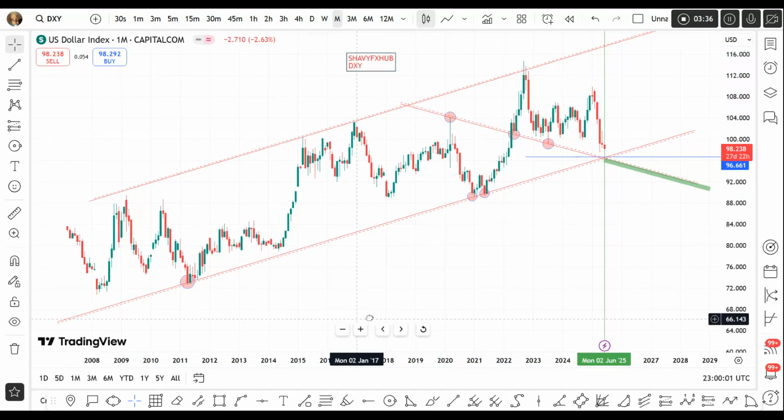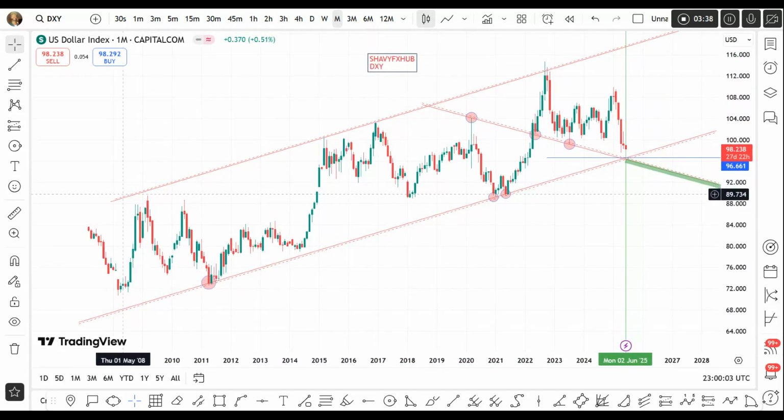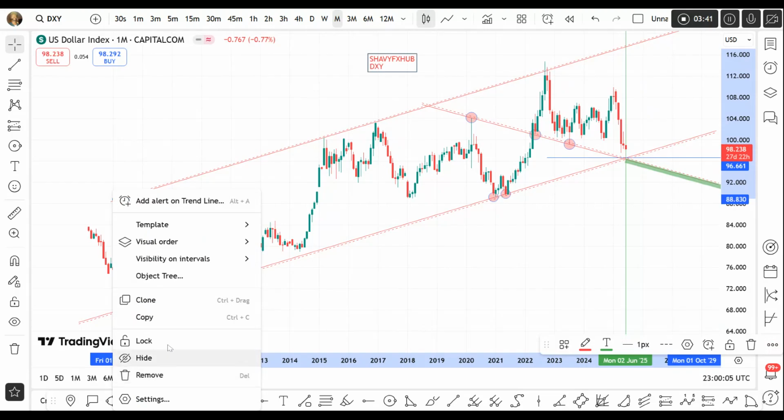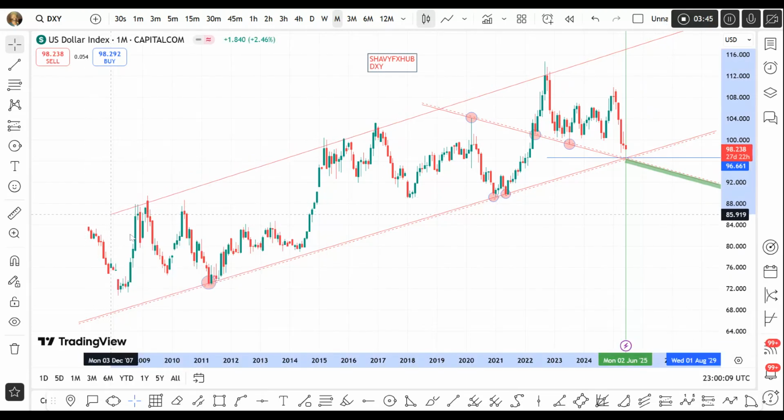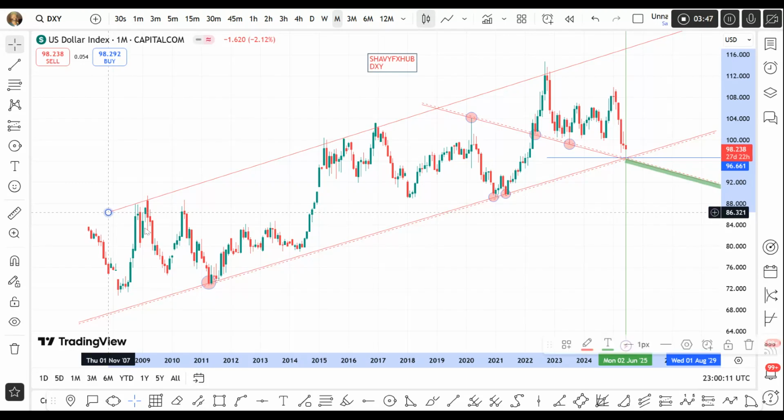And if you also want to make it very objective, I can do it like this. This is my structure.